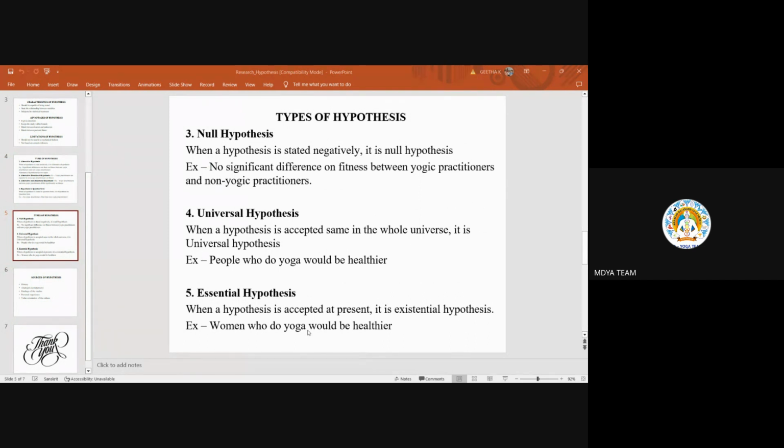So are you able to follow with me? So universal means that is a constant thing. It will not change forever. But whereas existential hypothesis means only with the present scenario it is being accepted. In future, it may vary. Okay. Any other?